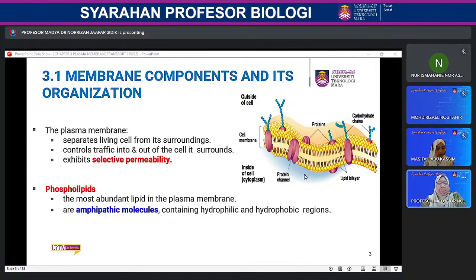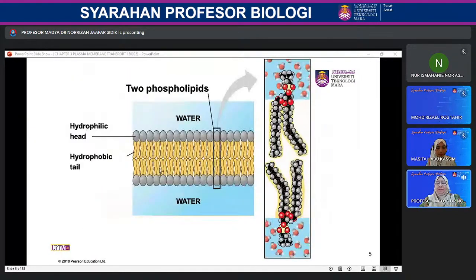Okay, and if you look at the components here, the most abundant lipid in the plasma membrane is the phospholipids. The phospholipids are amphiphilic molecules. The word amphiphilic means it contains hydrophilic regions and hydrophobic regions, right? So if you look here, these are the two phospholipid layers, one layer and the other layer, right?